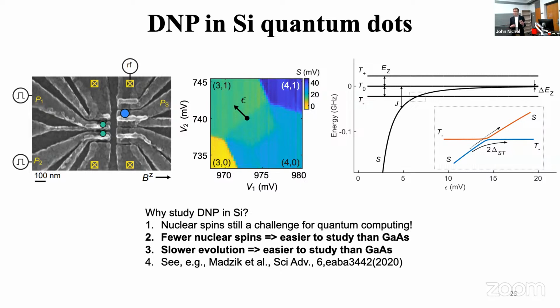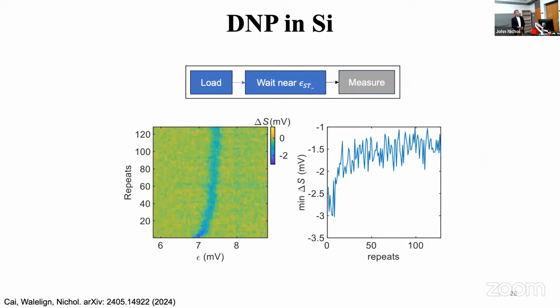But this is potentially an advantage if you want to study these nuclear spin dynamics, because there are many fewer of them in silicon than in gallium arsenide. There's still a lot, but there are many fewer of them, which makes the problem easier to study. The evolution of the nuclear spins is a bit slower, and they're more coherent than they are in gallium arsenide. All right. So now here's the data.